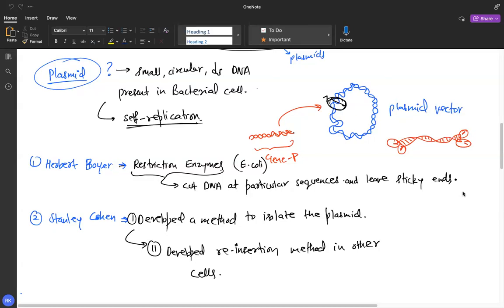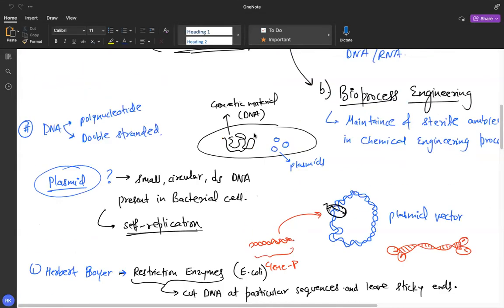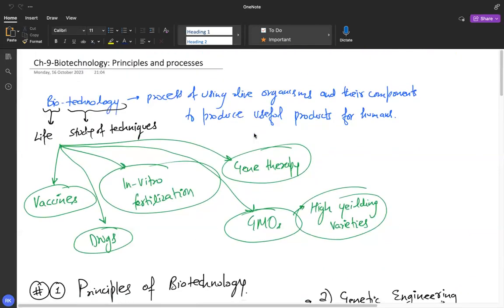Principles and processes. And the chapter after this is the applications of the same principles and processes, right? So I'll just go quickly over what we did in the last class, basically what we talked about.